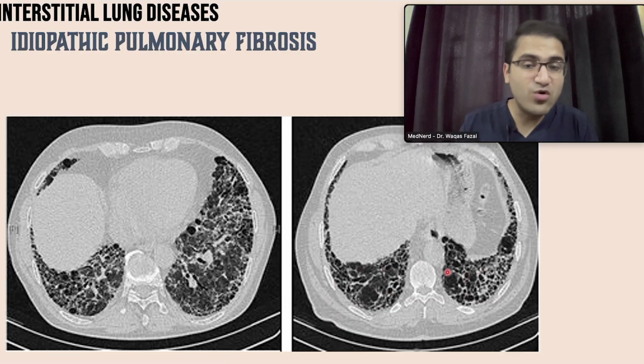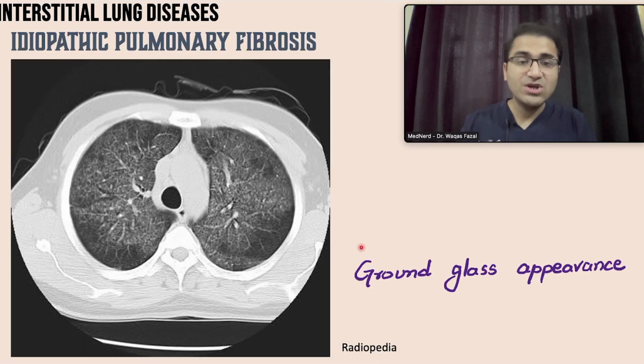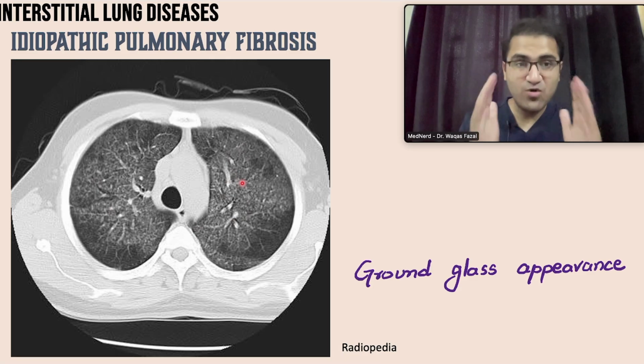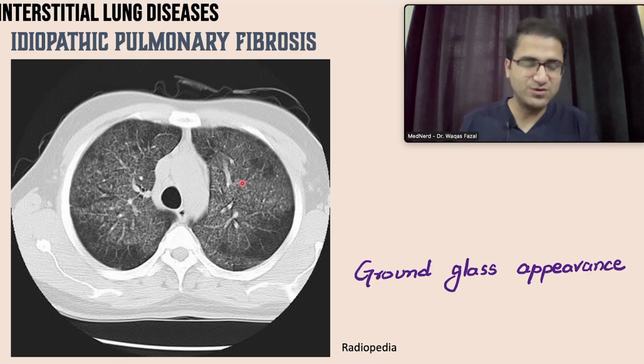This should have been more black. This is the picture showing ground glass appearance. Look at the ground glass appearance in idiopathic pulmonary fibrosis. So, HRCT will give you a more detailed picture and is needed for the diagnosis.